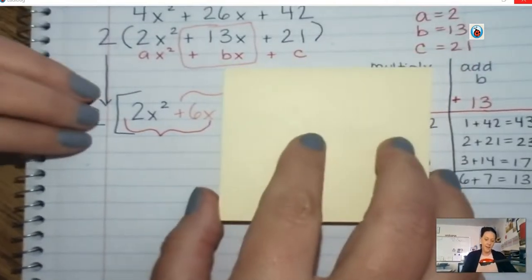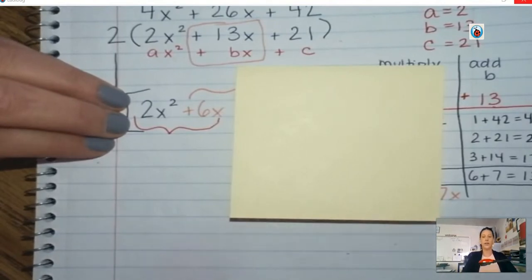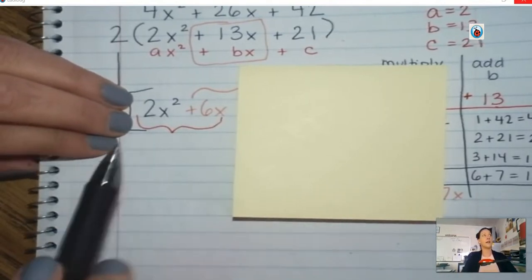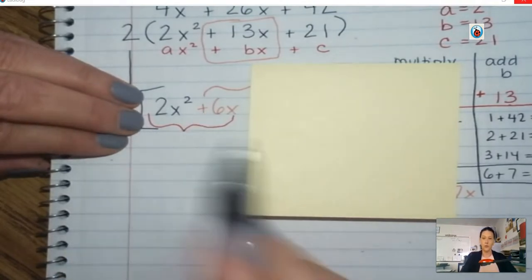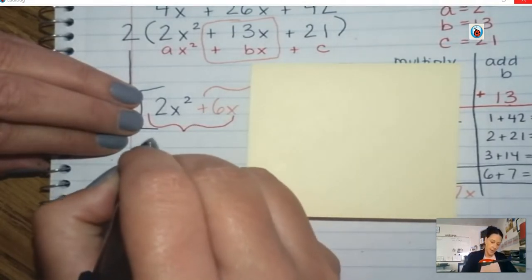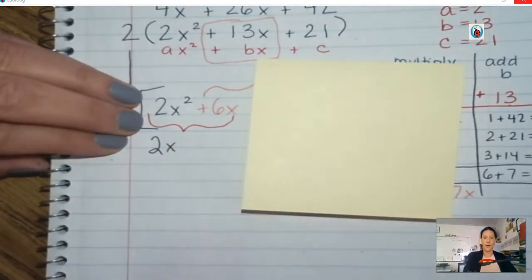So we're going to find the greatest common factor of the first 2. So in 2x squared and 6x, think about what is a factor that they share. What number can go into both of them? 2. And then are there any letters that they both share? They share 1x. So pull out 2x.